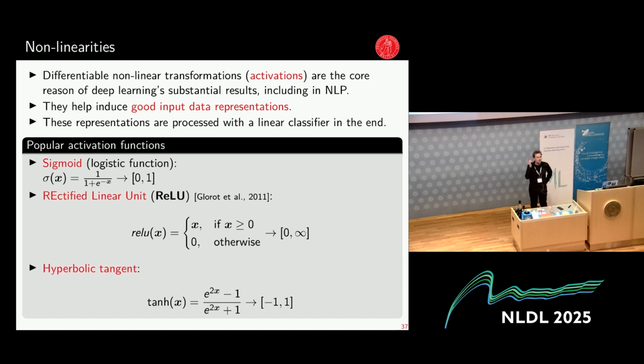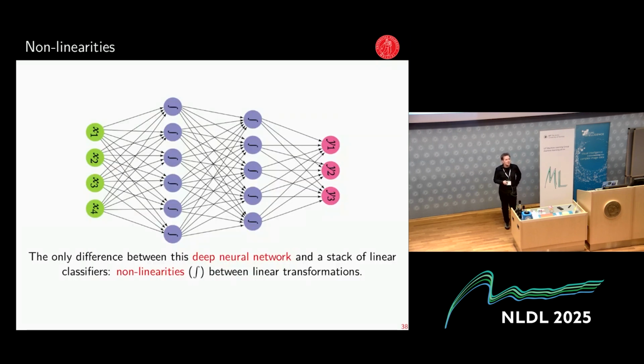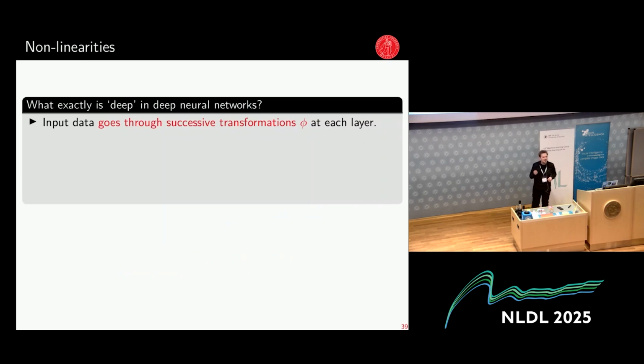You can also think about other transformations like hyperbolic tangent, etc. So the main trick is that you want this transformation to be nonlinear. It shouldn't be just a linear transform. Right, so this plot shows a deep neural network, and the only difference between this deep neural network and the stack of linear classifiers are non-linearities between linear transformations. So once we add non-linear transformations, we are now in the realm of real deep learning, right?